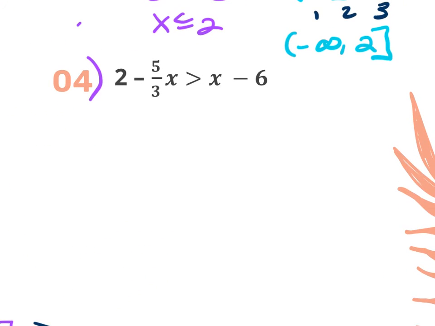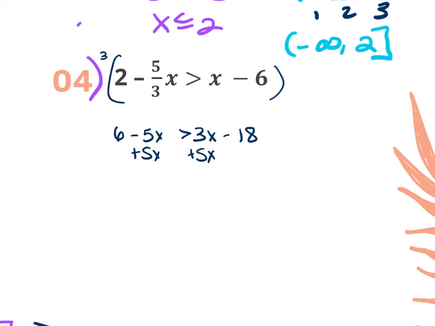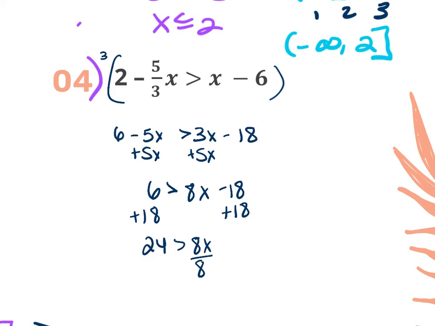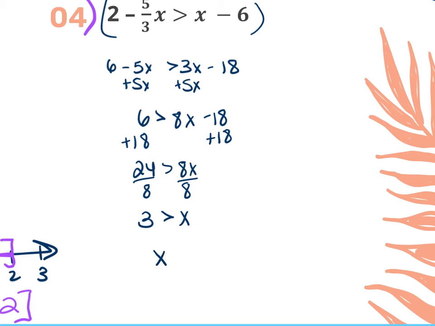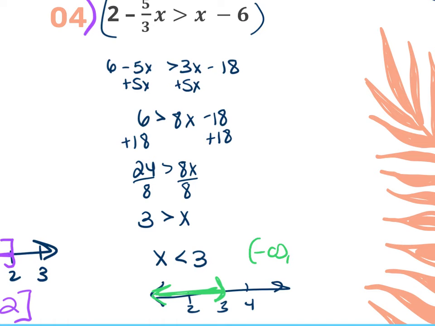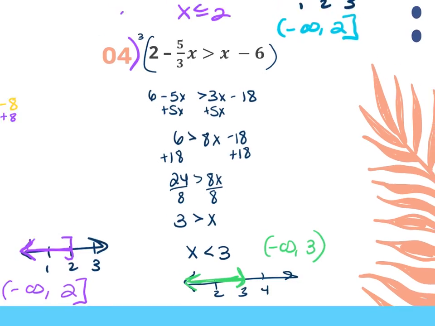Okay, number 4 here. So I would again get rid of the fraction by multiplying by 3. And I get 6 minus 5x is greater than 3x minus 18. Add the 5x. 6 greater than 8x minus 18. Add the 18. 24 greater than 8x. Divide by 8. 3 is greater than x. And then just reverse it so that it makes sense when we write it out. X is less than 3. So on a number line, 2, 3, 4, less than is a parentheses shaded to the left. Interval notation, negative infinity to 3 with a parentheses on both.